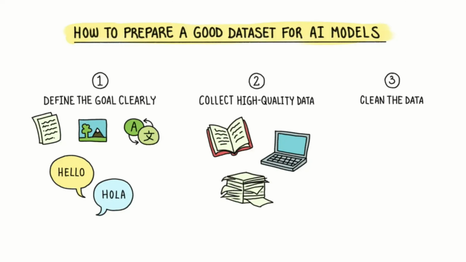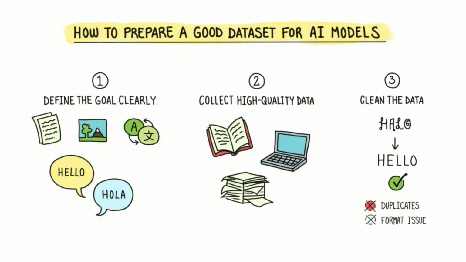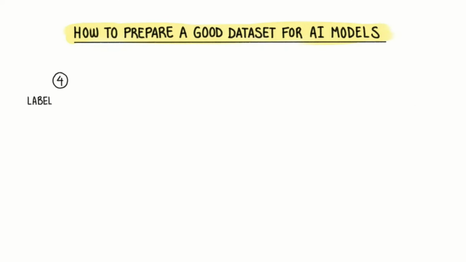3. Clean the data. Make sure the data is free from typos and weird symbols, not too short or repetitive, balanced, with no overrepresentation of one type, no duplicates, and no grammar or format issues, in standardized structures like CSVs, JSON, or plain text.